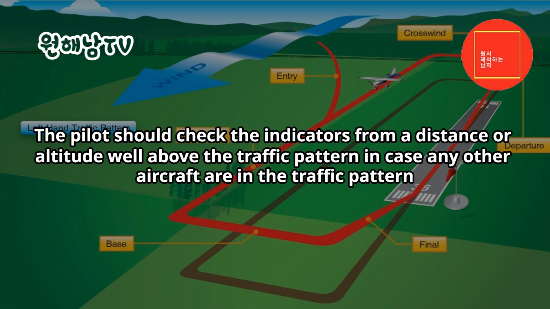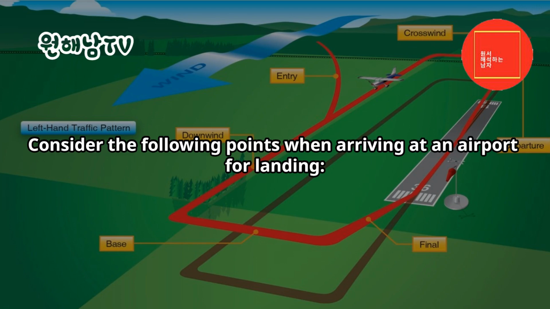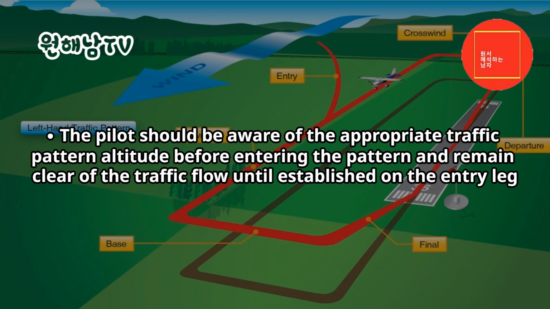The pilot should check the indicators from a distance or altitude well above the traffic pattern in case any other aircraft are in the traffic pattern. Consider the following points when arriving at an airport for landing. The pilot should be aware of the appropriate traffic pattern altitude before entering the pattern and remain clear of the traffic flow until established on the entry leg.